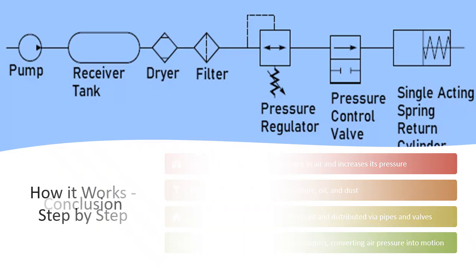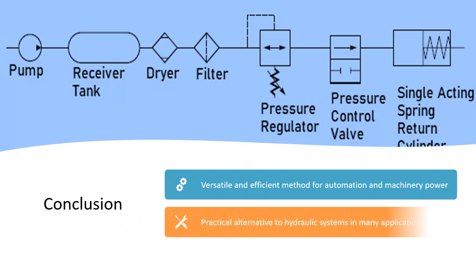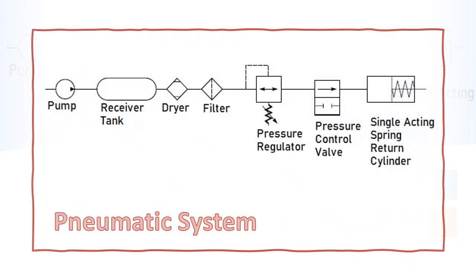Conclusion. In summary, pneumatic systems offer a versatile and efficient way to automate tasks and power machinery. They are often a practical alternative to hydraulic systems, especially in applications where safety, simplicity, and cost are important factors.